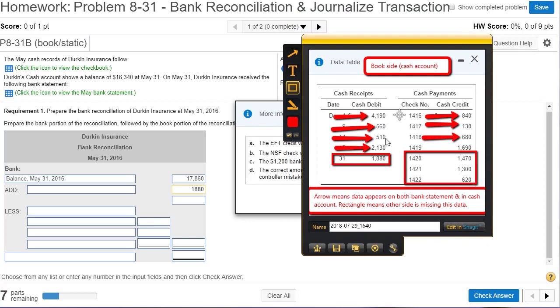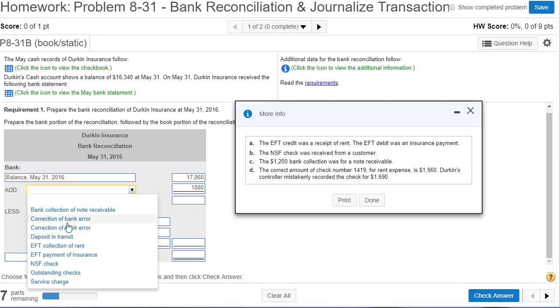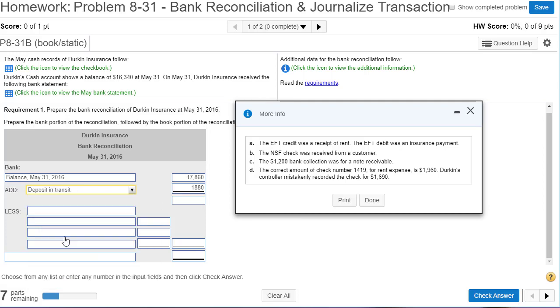So why would this 1880 appear on our accounting records, but not on the bank? Because look when it happened in the month. It happened at the end of the month. So this is called a deposit in transit. We recorded it, but the bank did not, or had not had it recorded when they printed the bank statement. So now what we're going to do is add 17,860 plus the 1880, which gives us a subtotal of 19,740.